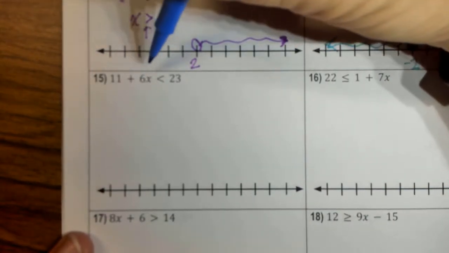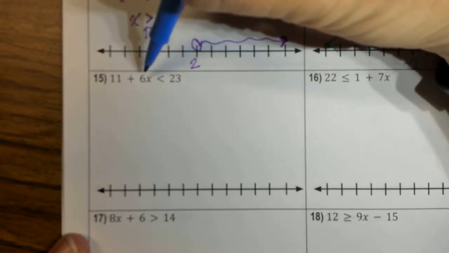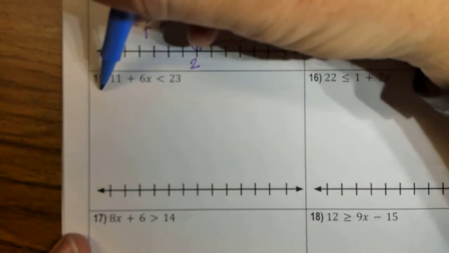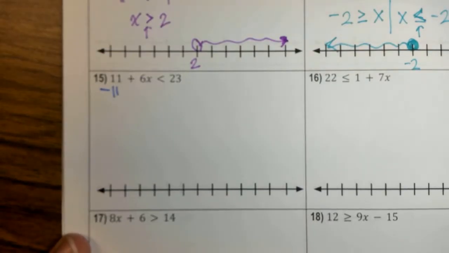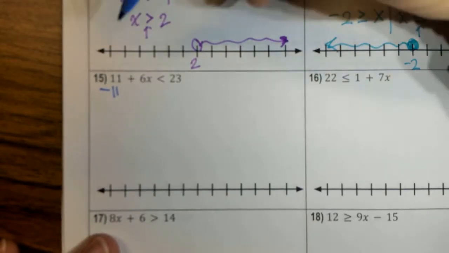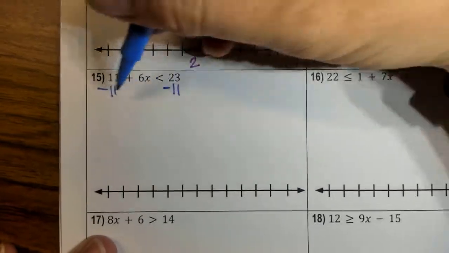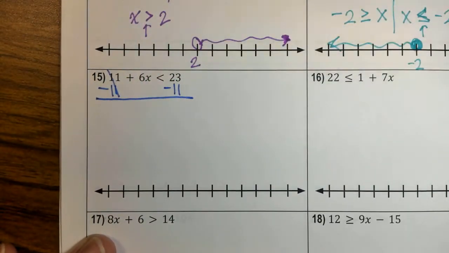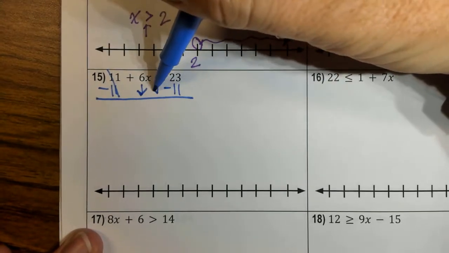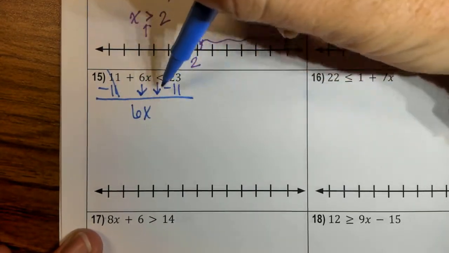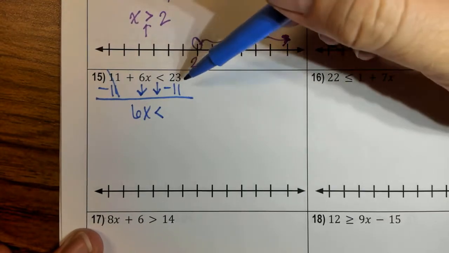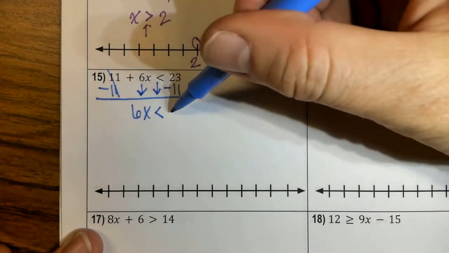Okay, 15. Same thing. I want to get rid of my number, then I can divide by 6. So 11 becomes minus 11 because 11 is positive. So I want negative, or minus. I subtract both sides. So I bring down my 6x and my inequality. So 6x less than 23 minus 11 is 12.